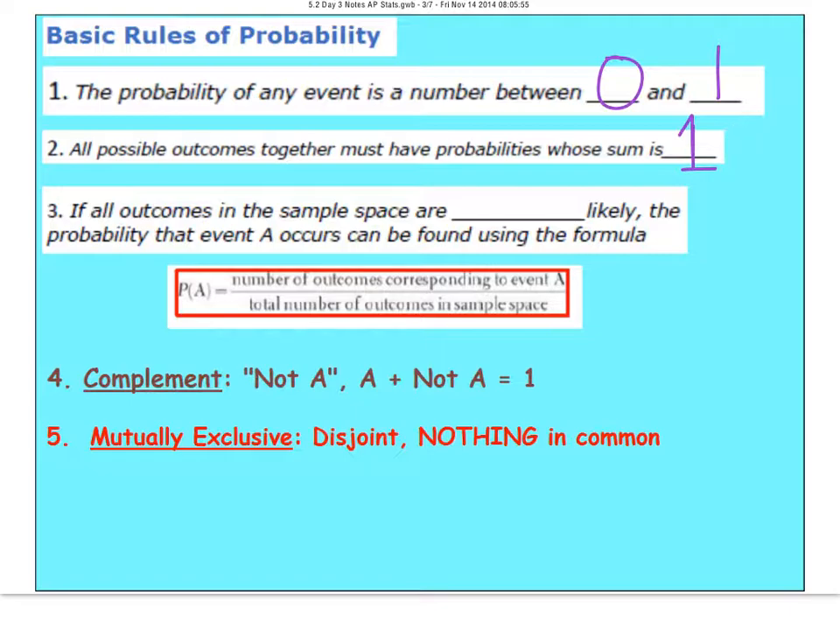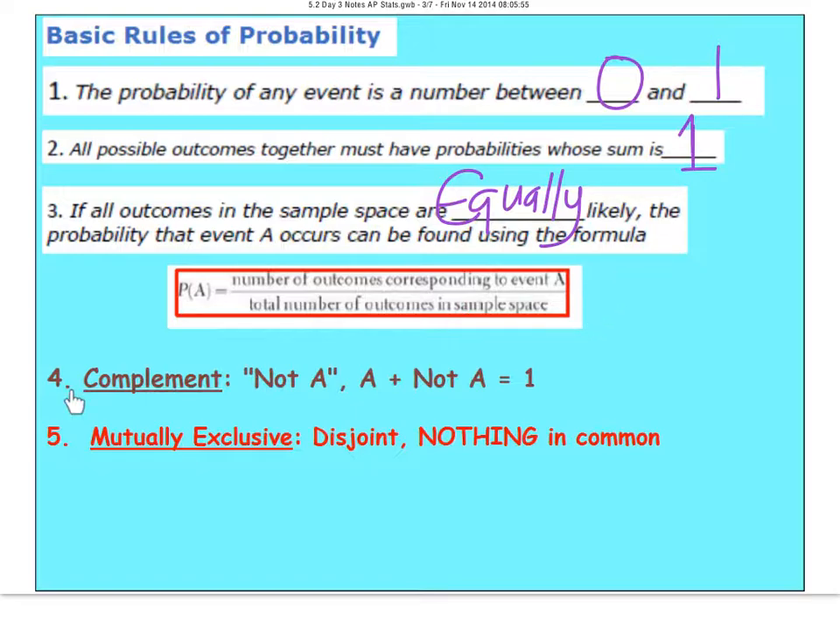Rule 3: if all outcomes in a sample space are equally likely, then you can say the probability that event A occurs can be found by doing this shorthand. The probability of event A is the number of outcomes for A to happen over the total number in the sample space. We've already done this formula.